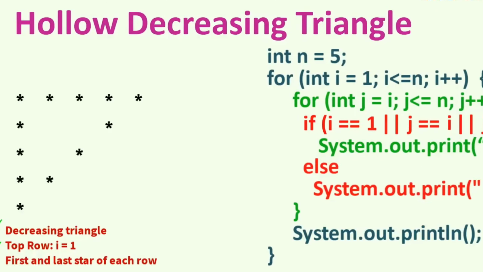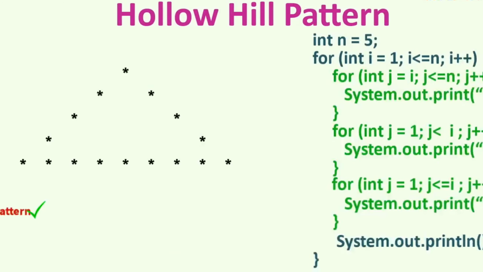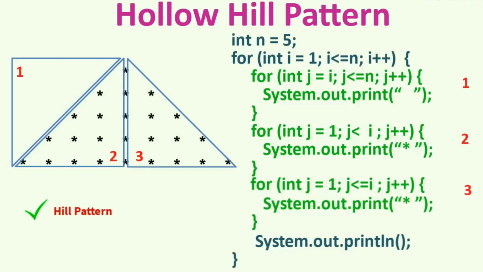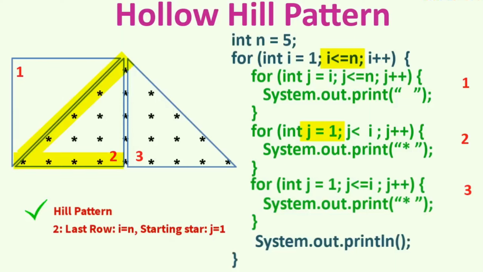Let's see now how it will work for the hill pattern. You can immediately recall the code which displays the hill pattern with star. Here, as you know, it is made by actually displaying 3 triangles. In the first triangle of space, there is no change. In the second triangle, we only want the last row and the first side of the increasing triangle. And we want the last row and the last side of the third triangle.